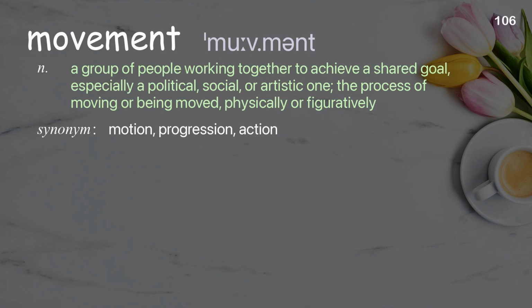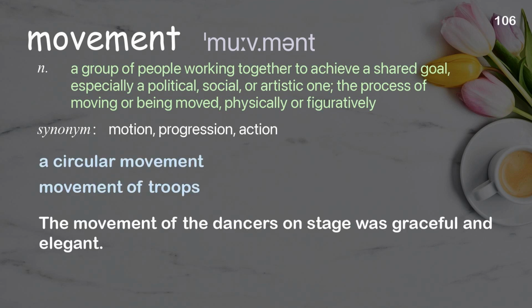Movement. A group of people working together to achieve a shared goal, especially a political, social, or artistic one, the process of moving or being moved, physically or figuratively. Examples. A circular movement. Movement of troops. The movement of the dancers on stage was graceful and elegant.